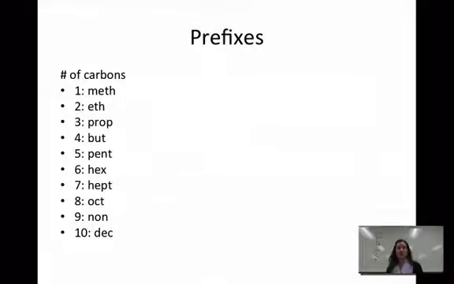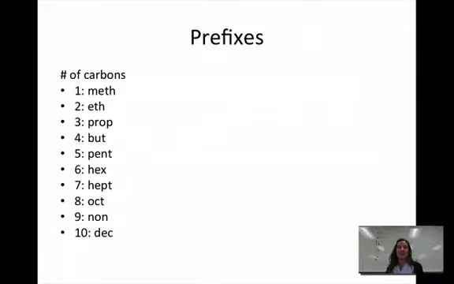The first component of understanding how they're named is that they're named based on how many carbons are in the compound. Okay? If there's 1 carbon in the compound, it's got a prefix of meth. 2 carbons is eth. 3 carbons is prop. 4 carbons is but. 5 is pent. 6 is hex. 7 is hept. 8 is oct. 9 is non.